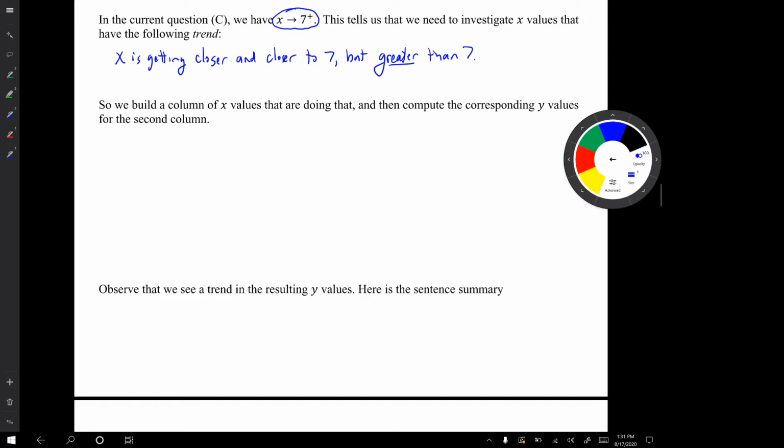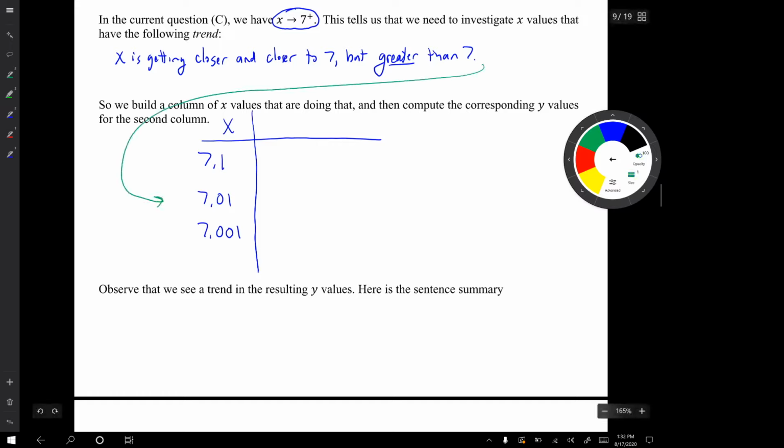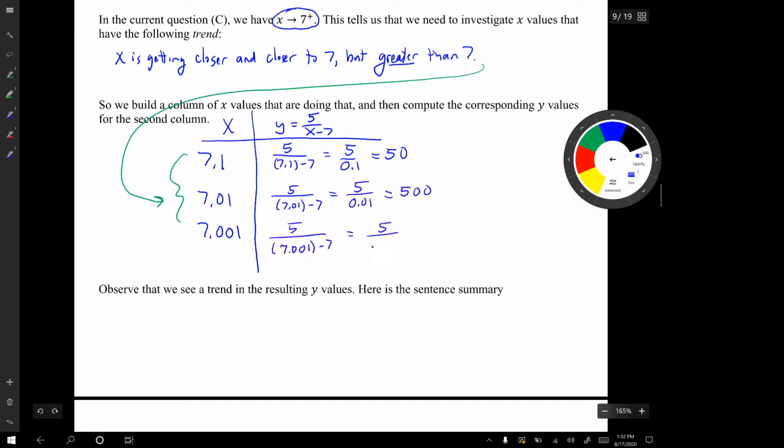I'll start by building the column of x values. So there is my column of x values. They're getting closer and closer to 7, but greater than 7. Now we have to build the column of y values. Remember that y is computed by the formula 5 divided by the quantity x minus 7. We see a trend in the y values.